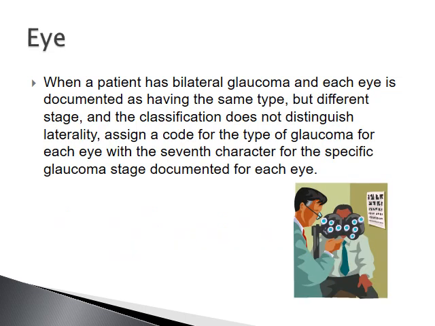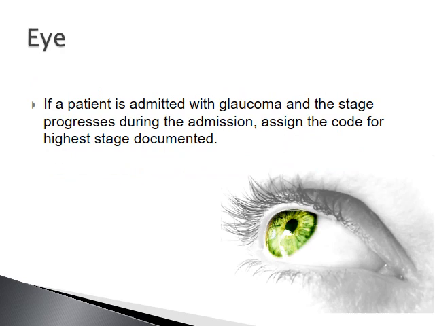When a patient has bilateral glaucoma and each eye is documented as having the same type but different stages, and the classification does not distinguish laterality, assign a code for the type of glaucoma for each eye with the seventh character for the specific glaucoma stage documented in each eye. If a patient is admitted with glaucoma and the stage progresses during the admission, assign the code for the highest stage documented.